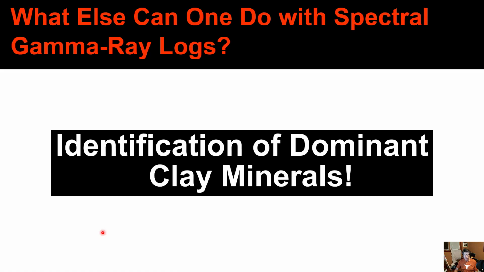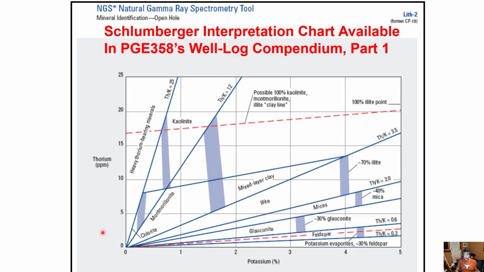Now, what else can I do with spectral gamma ray logs? In addition to everything I said, there's another important thing that you can do with them, which is the assessment of the dominant clay mineral composition. How does it work? This is how it works. For that, people in the logging companies and interpretation departments have worked with templates like this. This is called an interpretation chart. Let me explain what this is.